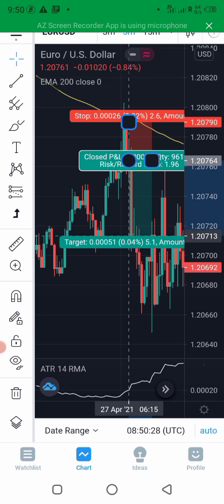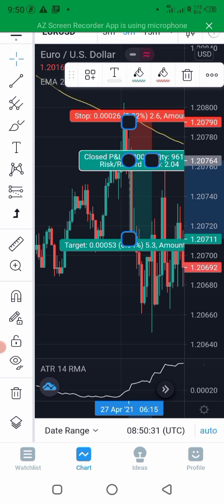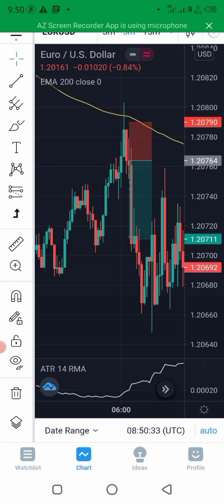But if you know how to trail your stops and manage your trade by yourself, then it's up to you how you decide to take this trade. But for me, I took this trade and I ended up getting a 1 to 2 because I got stopped out of the trade while I was trailing my stops. So that is, by the way, let me look for a buying trade.